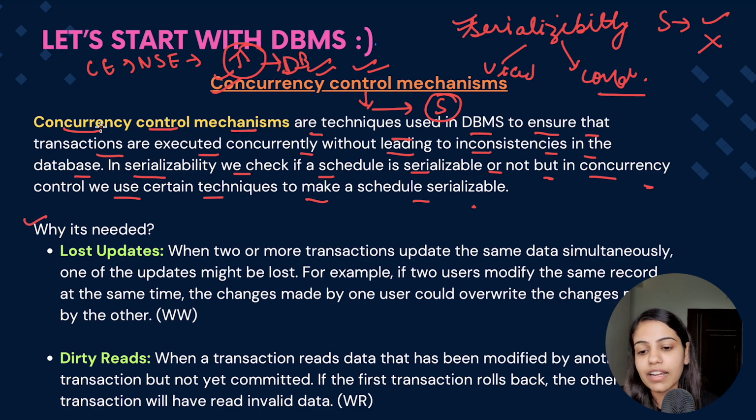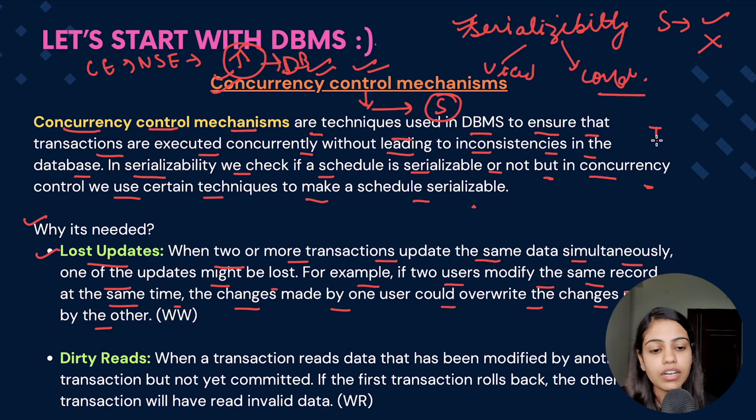Now why is this concurrency control mechanism needed? There are certain anomalies or conflicts which arise in our databases. First is lost updates. Whenever two or more transactions update the same data simultaneously, one of the updates might be lost. For example, if two users modify the same record at the same time, the changes made by one user could override the changes made by the other.